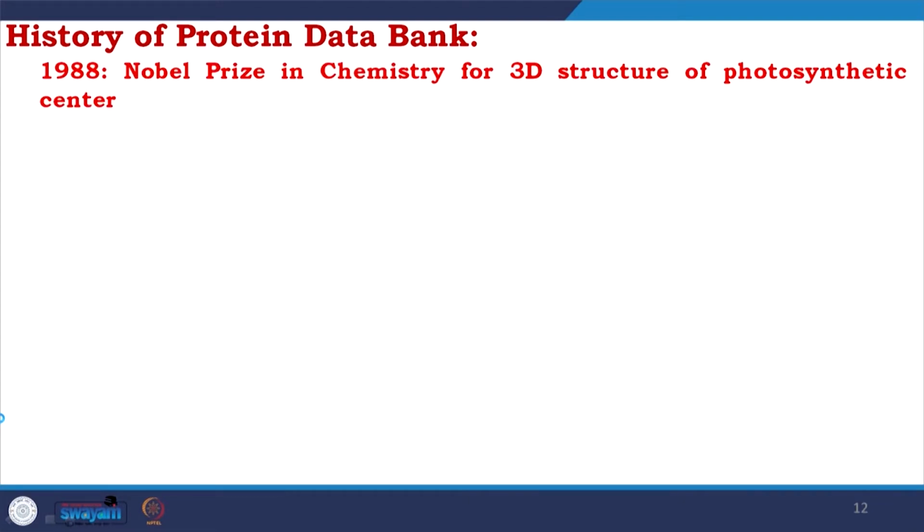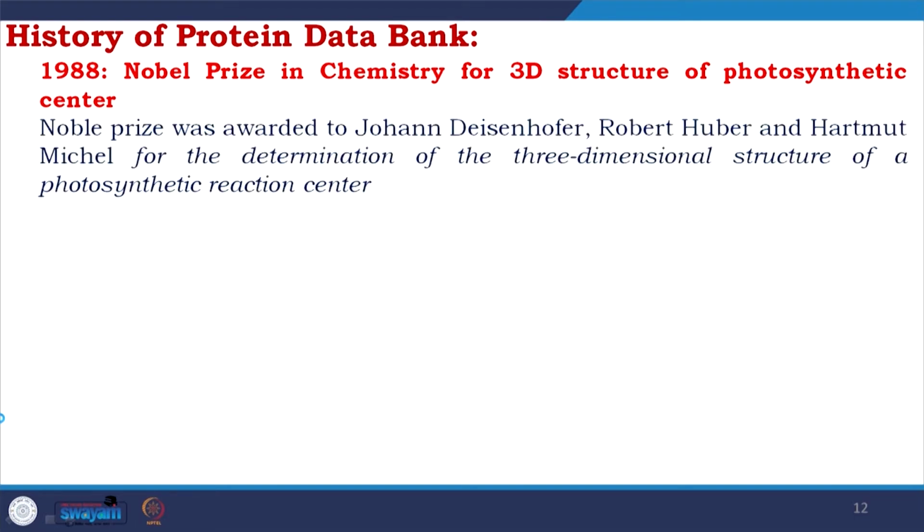In 1988, the Nobel Prize in Chemistry again, for the 3D structure of the photosynthetic center. A lot of structural biologists got the Nobel Prize, as we have discussed. These are marks for PDB, because each of these awards actually helped PDB to grow more.